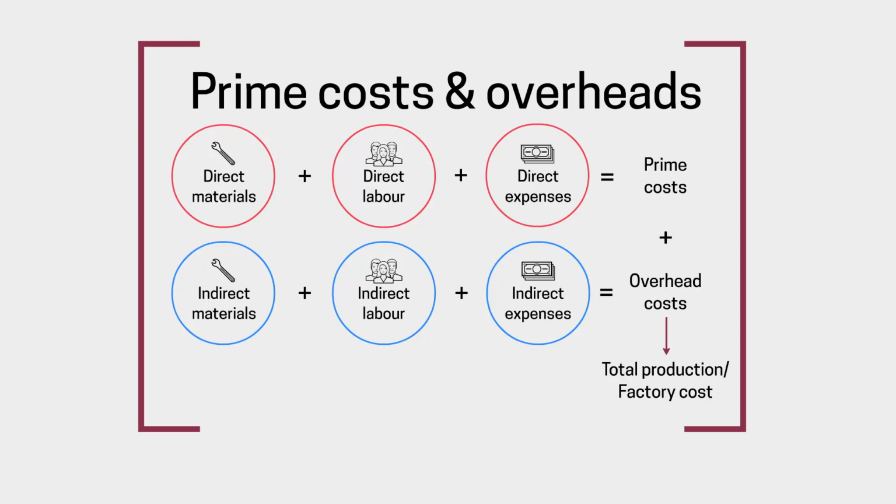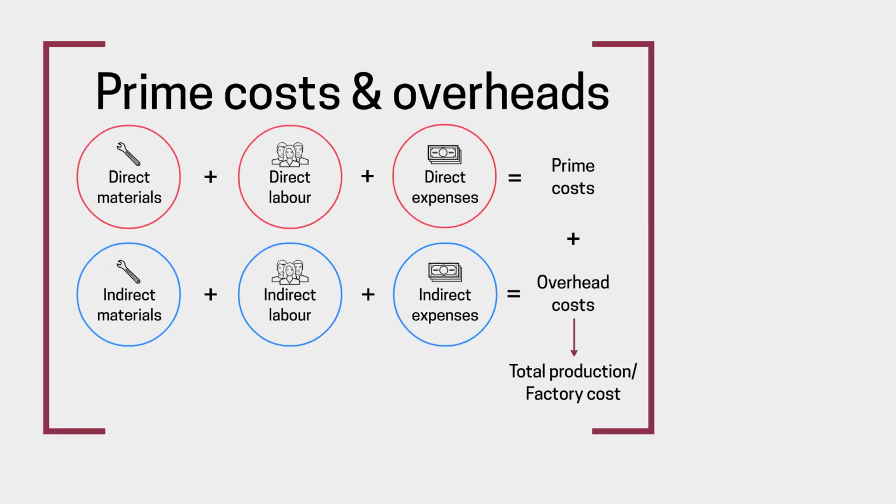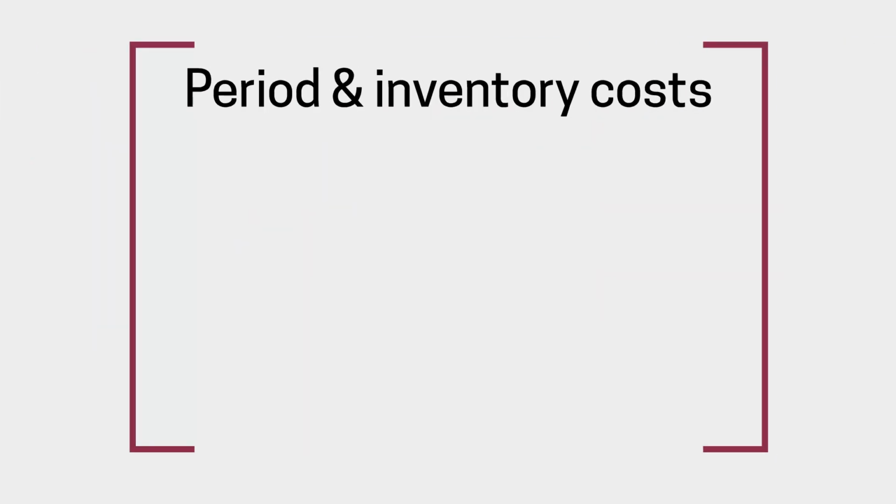So now you can see how we worked through this system. We started by identifying the elements, then we identified whether they were direct or indirect, and once we had defined them by the element and by whether they were direct or indirect, we can now total our prime costs and total our overhead costs. And once you've done that, you can then move on to the final step, which is to categorize them by a period or an inventory costs.